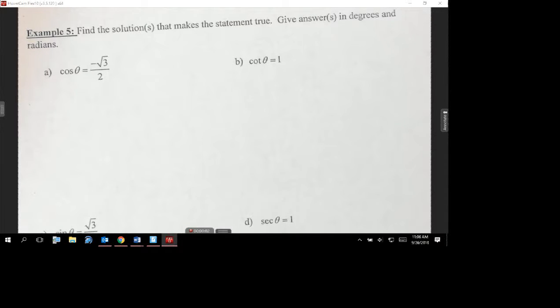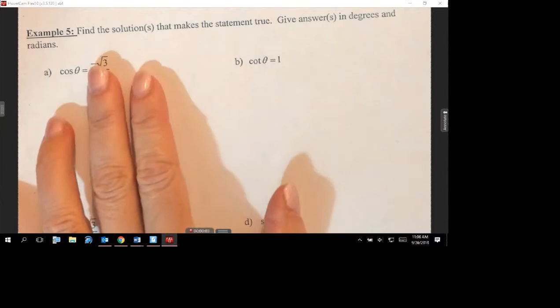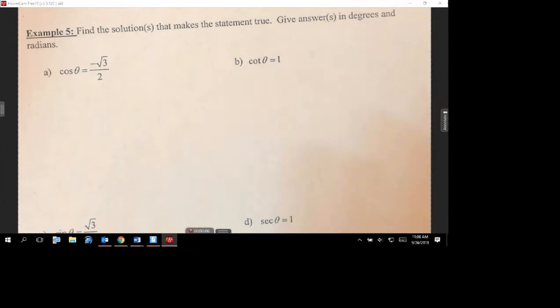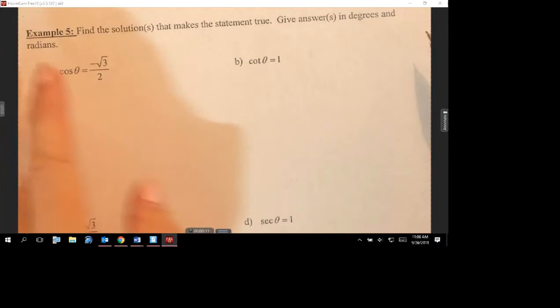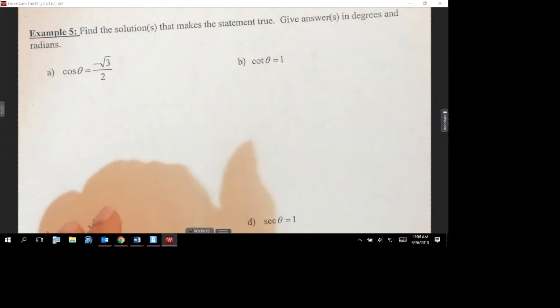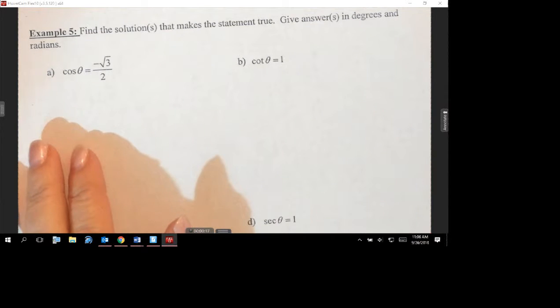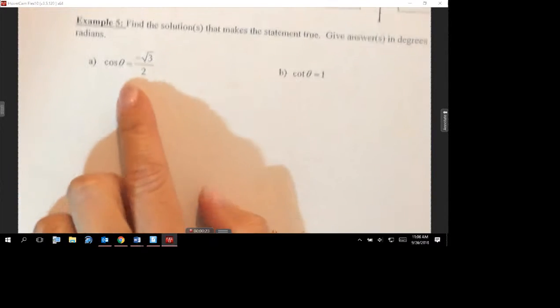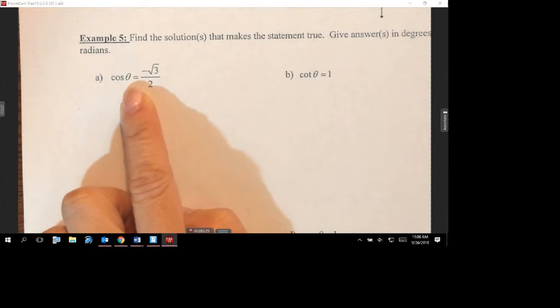Okay, so today what we're going to be doing is finding the solutions that make these statements true. It says give answer or answers in degrees and radians. When you're finding a solution to an equation, you're finding where the variable is. What's my variable? Theta. What does theta represent? So you're finding an angle.